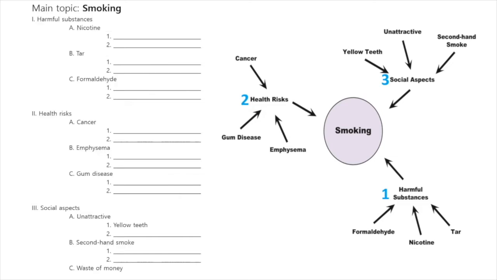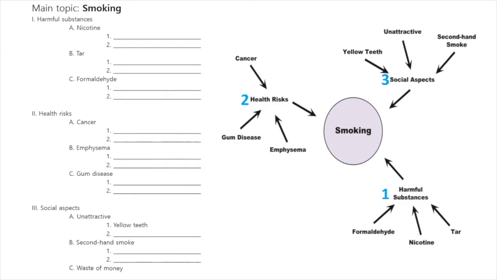After I made my mind map and decided what order I want to present my information, now I can transfer that information from my mind map to an outline format. So if we just look at the first one, harmful substances, we have nicotine, tar, and formaldehyde. Even here, with my A, B, and C for nicotine, tar, and formaldehyde, I thought about what order I want to present this information and why.